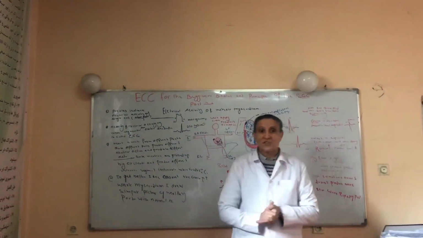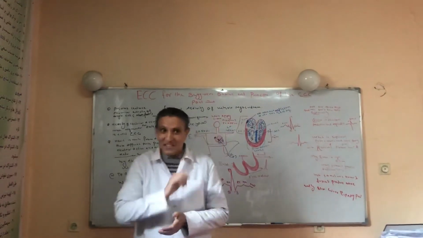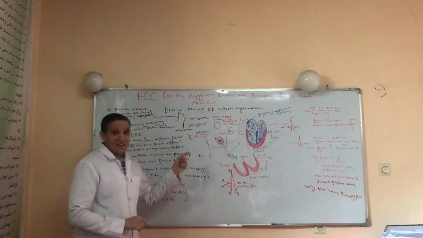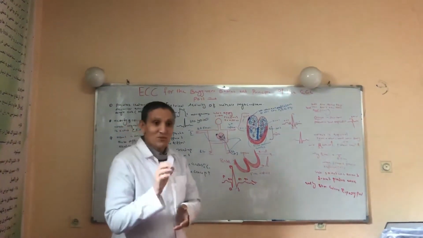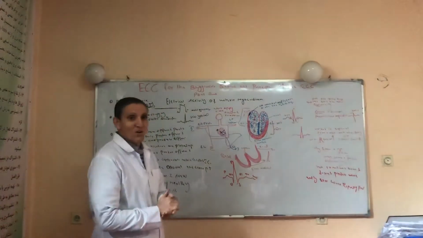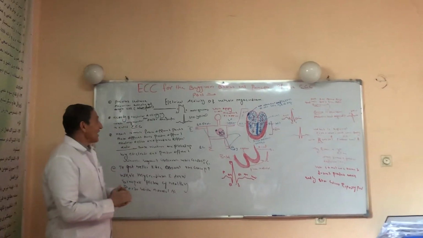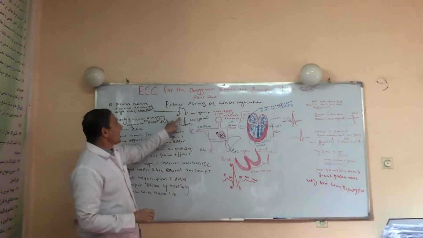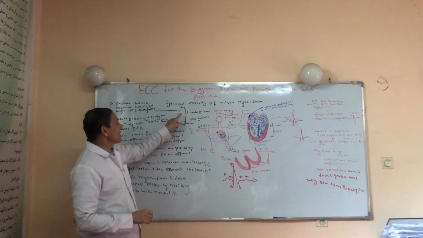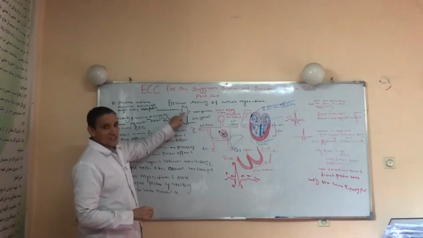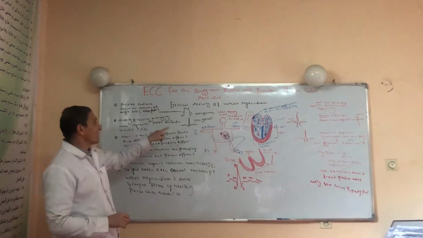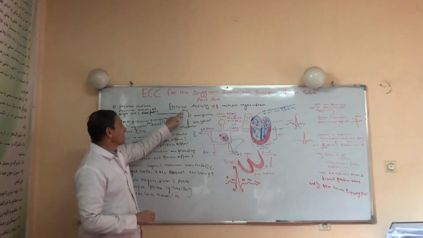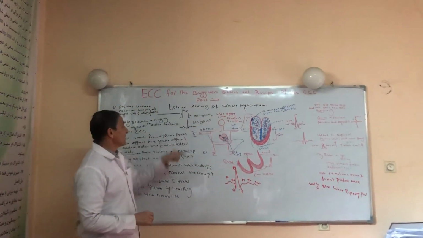What is the difference between the action potential and the electrical activity of the whole myocardium? In the action potential, we study the electrical activity of single cells, but in ECG we study the electrical activity of the whole myocardium. So the model of the action potential that we have discussed represents, for example, phase 4, phase 0, phase 1, phase 2, and phase 3.